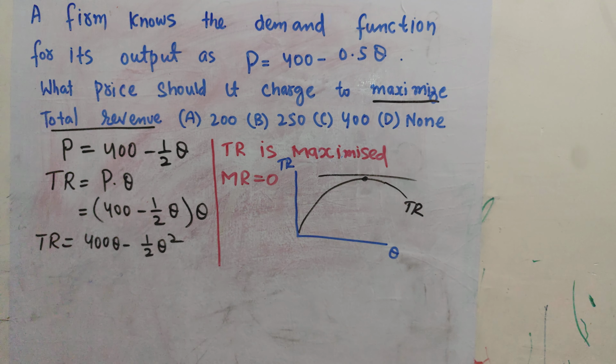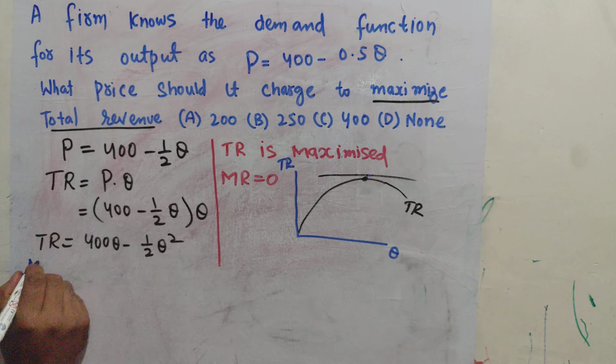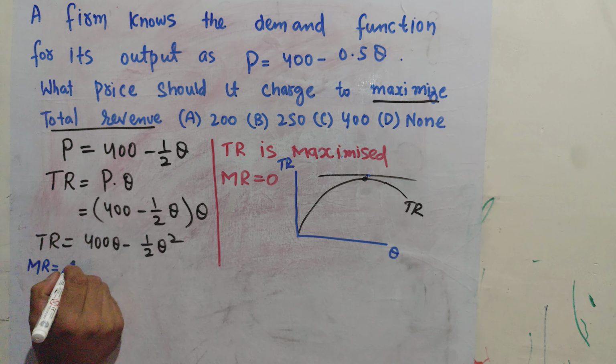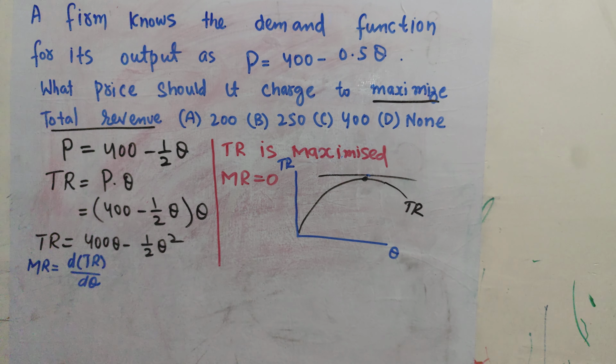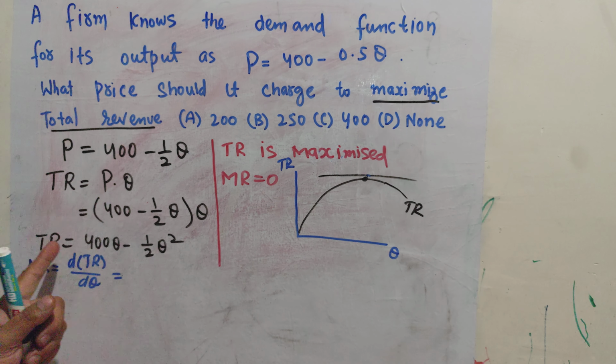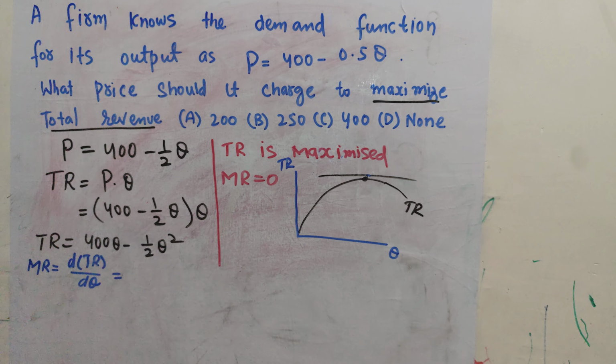What is the derivative of the total revenue function with respect to output? That is the marginal revenue. Total revenue will be maximum when its slope is equal to 0. The slope of the total revenue function is in fact the marginal revenue. That means we need to find out the marginal revenue first. So what is marginal revenue? Marginal revenue is simply the change in the total revenue due to the change in the output. It means the derivative of the total revenue function with respect to Q.